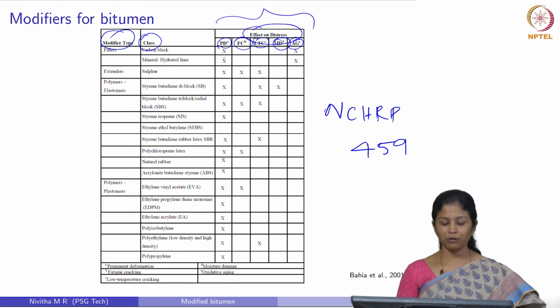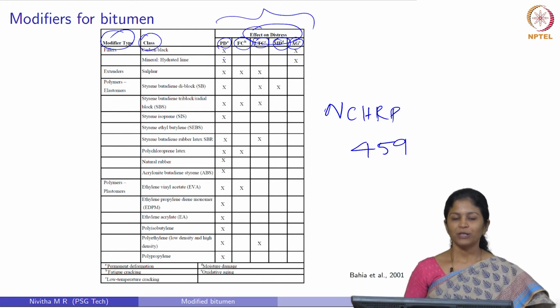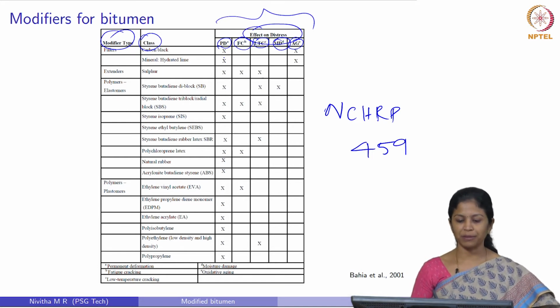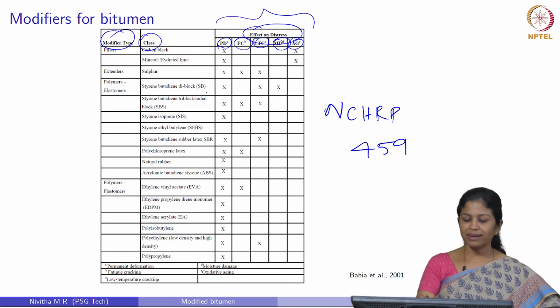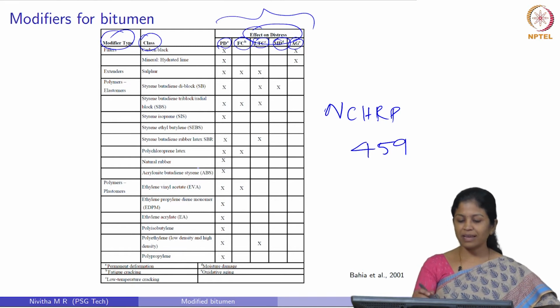The next commonly used class of modifier is elastomer. So this elastomer is very commonly used in the field to modify the properties of base bitumen. So there are different varieties of elastomers which are used for this purpose. So they are styrene butadiene, styrene butadiene styrene, styrene isoprene, styrene ethylene butadiene styrene, styrene butadiene rubber, polychloroprene latex, natural rubber and acrylonitrile butadiene styrene. So these are some of the commonly used elastomers. These elastomers have some elastic property and they try to improve the elastic recovery of the base bitumen.